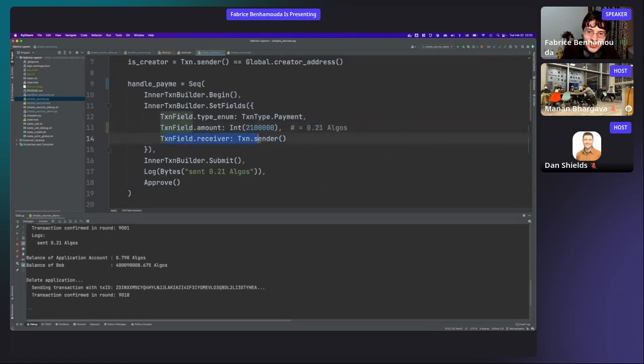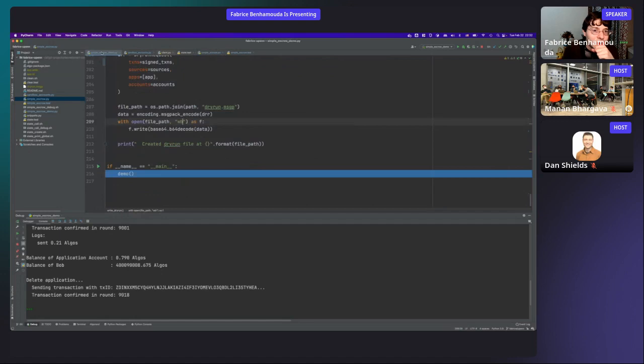Anyway, the receiver should be the sender. So that will issue from the application account the 0.21 algo transaction to the sender. And we can also log somewhere, like write essentially on the blockchain some message, which is "I sent 0.21 algos", and then I approve it.